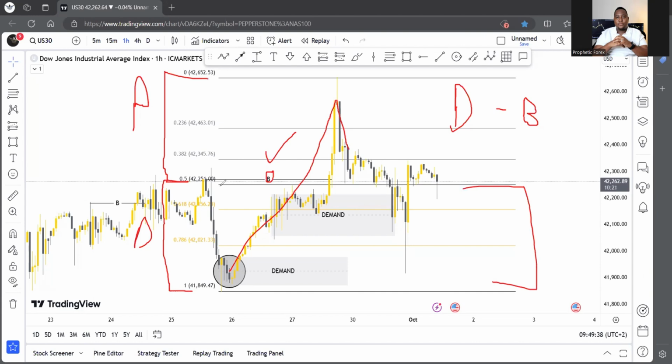But now, look at it. I was particularly right with the zone. Now, when the market tapped into the zone, it started buying and I bought right here. Beautiful entry. I bought.